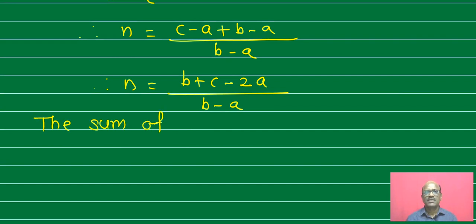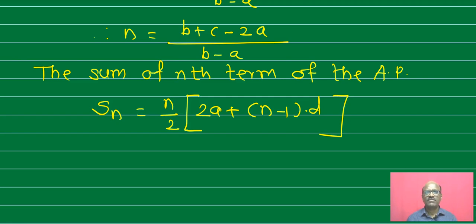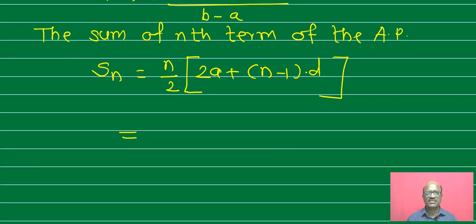Therefore, the sum of n terms of an AP, so very simple, Sn is equal to n upon 2 in bracket 2a plus n minus 1 into d. But calculate the value of d, the value of n and n minus 1. Substitute here, you will get the answer.